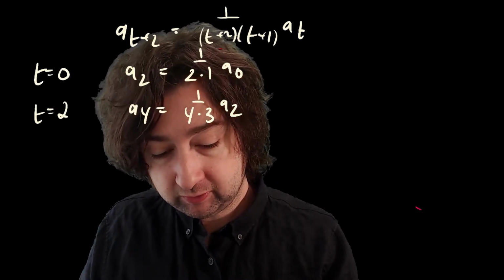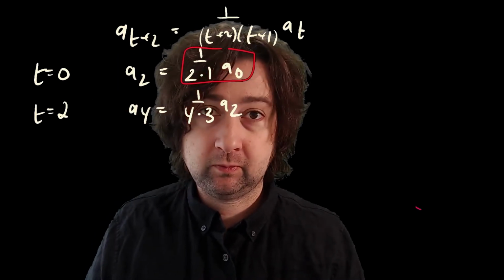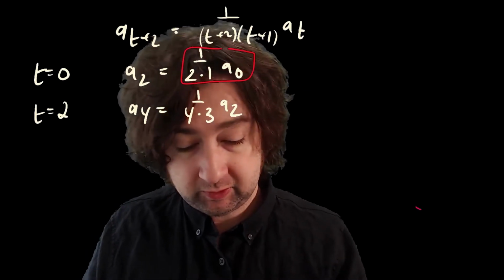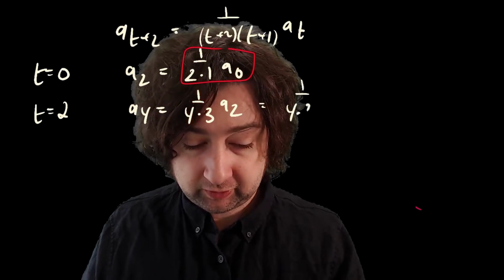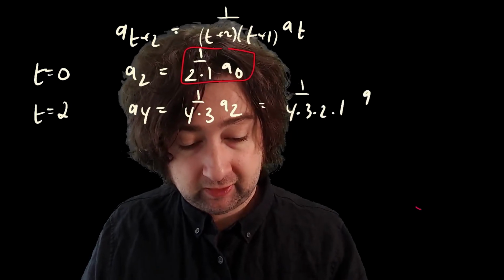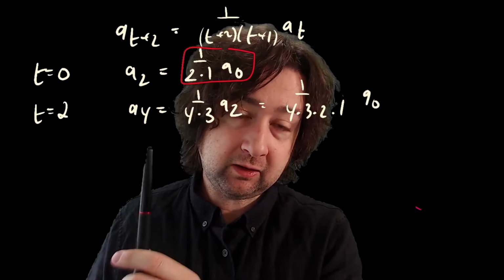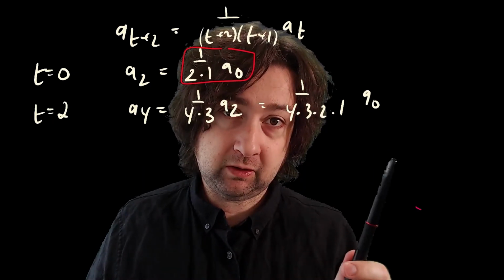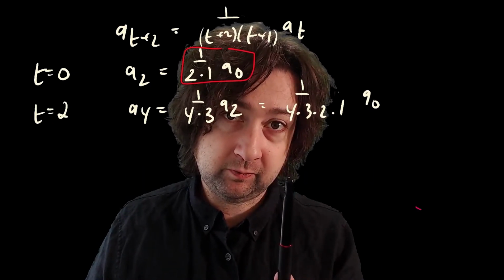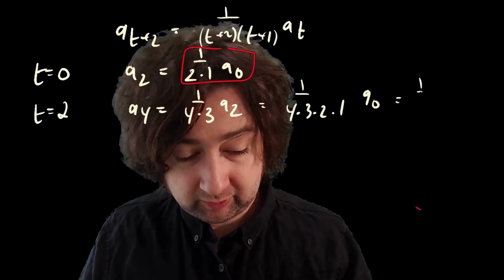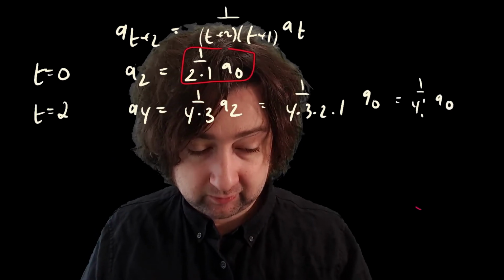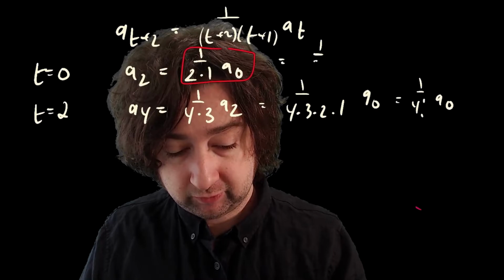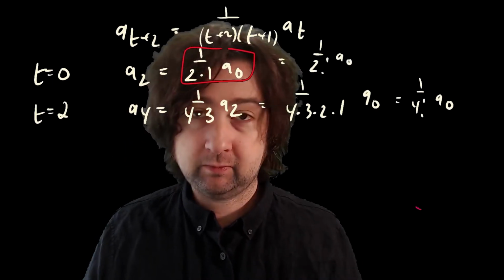I know that a2 is equal to this expression. And so that means all of this becomes 1 over 4 times 3 times 2 times 1, a naught. So I can get an expression for a4 in terms of a naught by doing this substitution. Conveniently, this is also equal to 1 over 4 factorial a naught. And this is 1 over 2 factorial a naught.